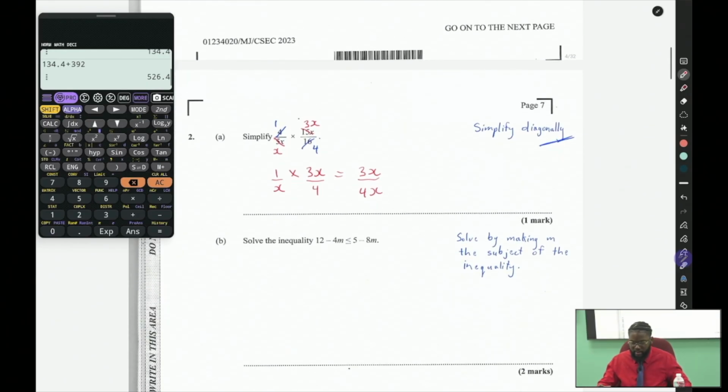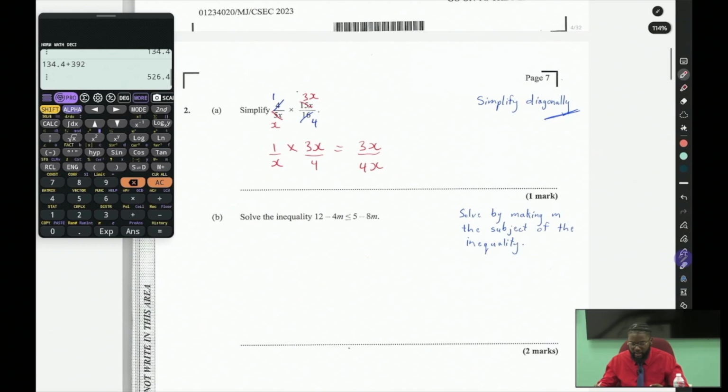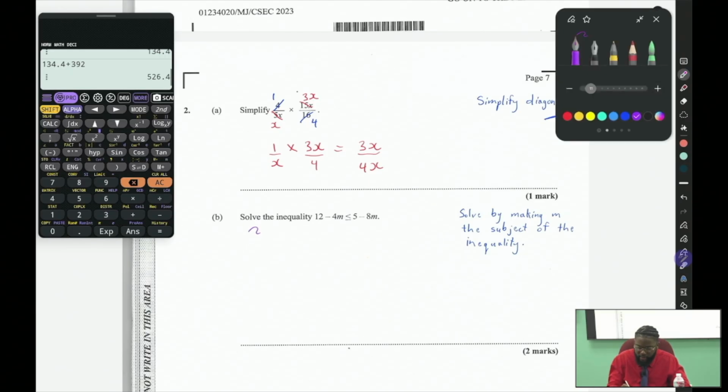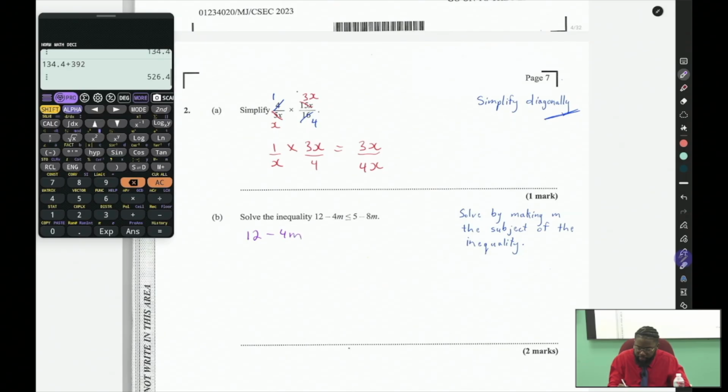So now, solve the inequality. 12 minus 4m is less than or equal to 5 minus 8m. So we're going to solve this inequality by making m the subject. All right? So let's rewrite this. So we're going to have 12 minus 4m, and we're going to make m the subject.